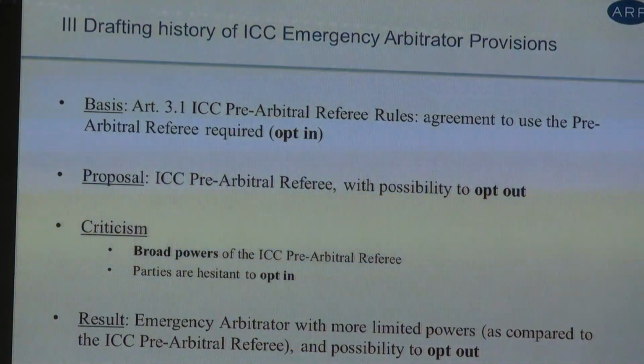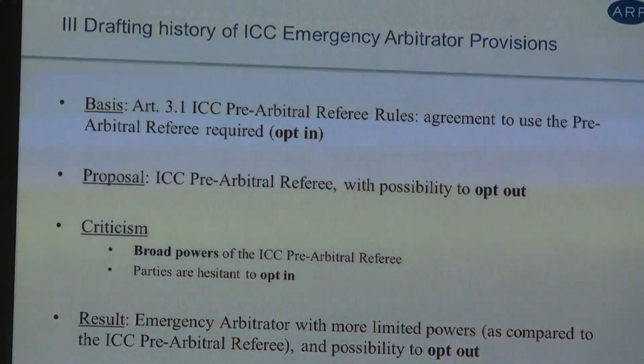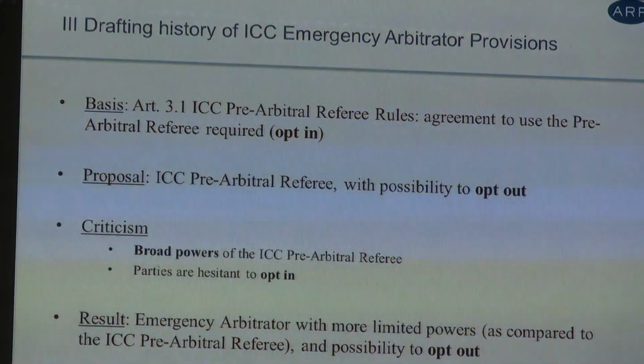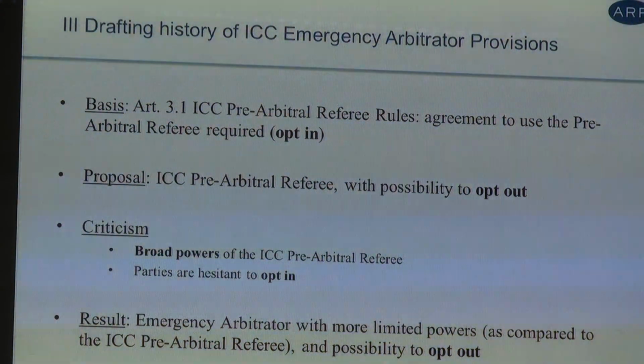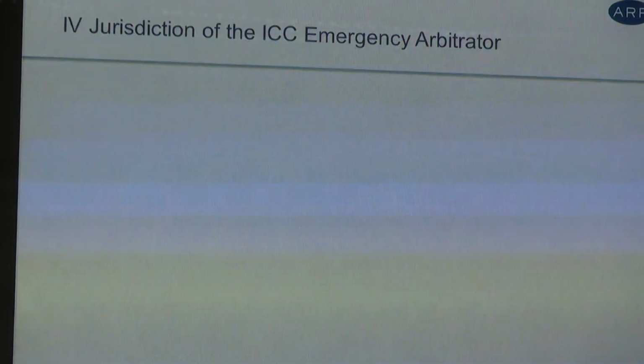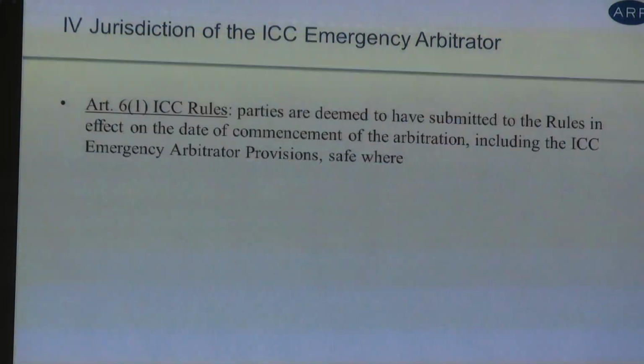The result was the emergency arbitrator, which Nadia explained to us in great detail. It has more limited powers than the pre-arbitral referee, but on the other hand, the parties, when agreeing on ICC arbitration, automatically submit to the jurisdiction of the emergency arbitrator. Now, what follows is a short repeat of the jurisdiction.